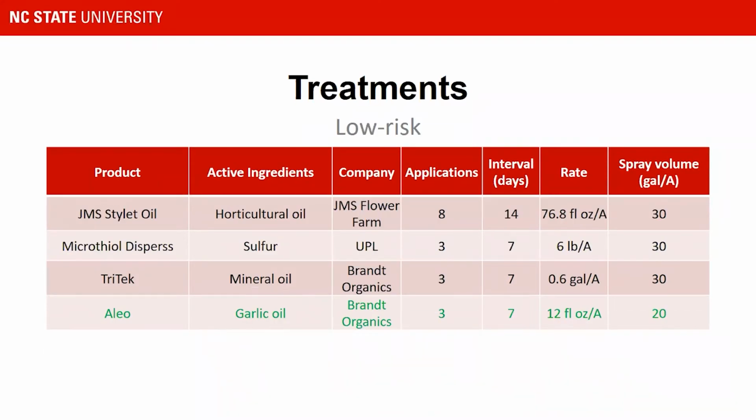Then we looked at some lower risk treatments. We looked at a stylet oil, which has efficacy on powdery mildews. We looked at sulfur as Microthiol Disperse, and that one is also something commonly used for powdery mildew control. We also looked at a mineral oil and that Alio product that I showed the label for, which is a garlic oil.